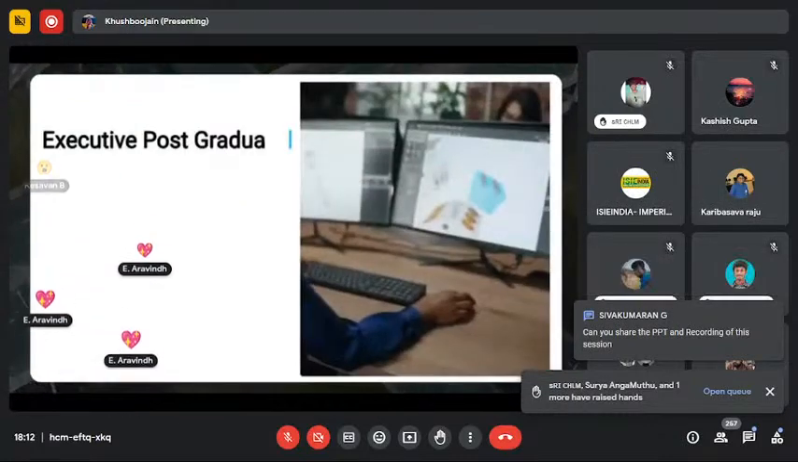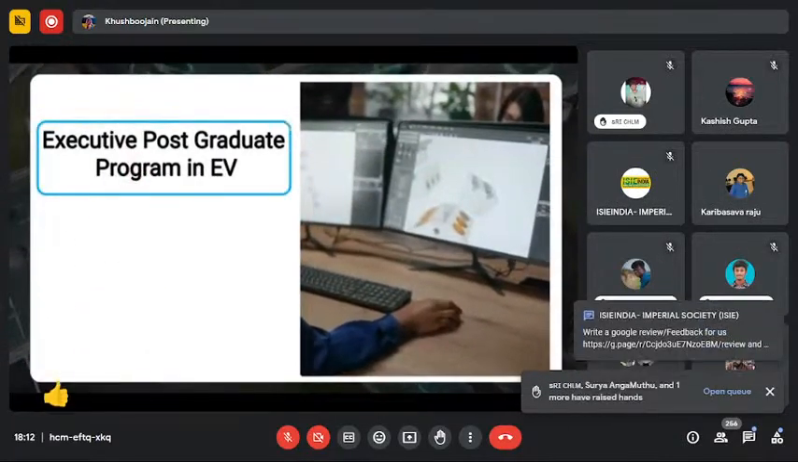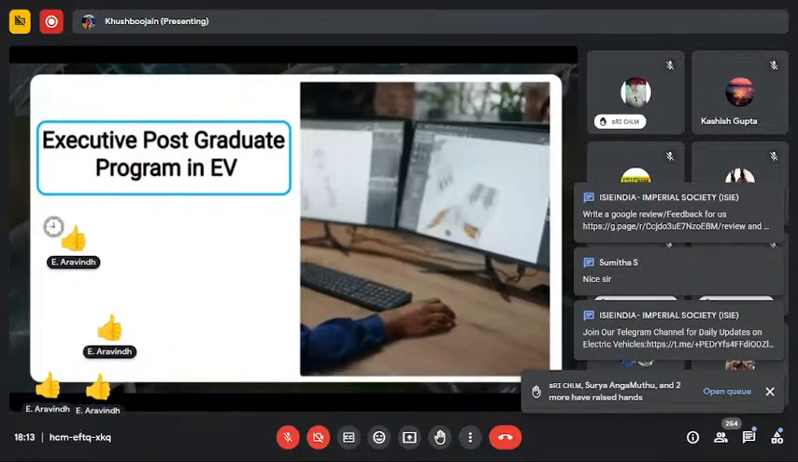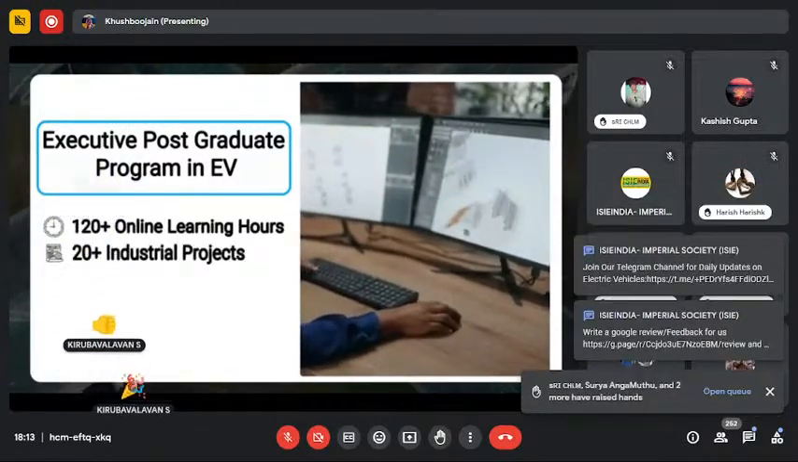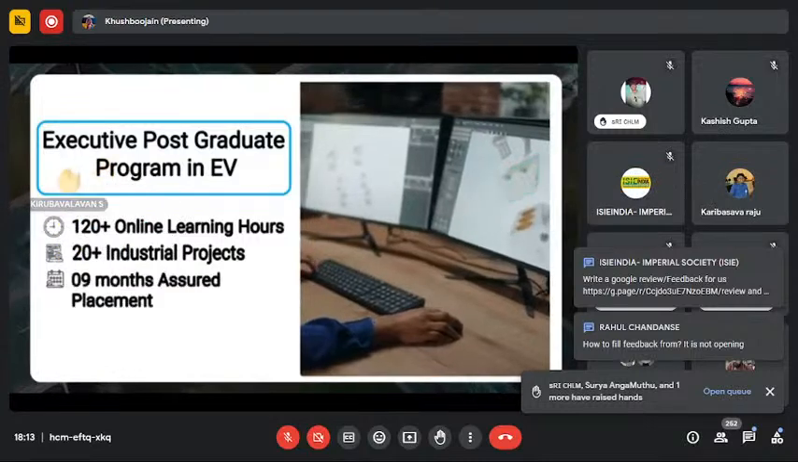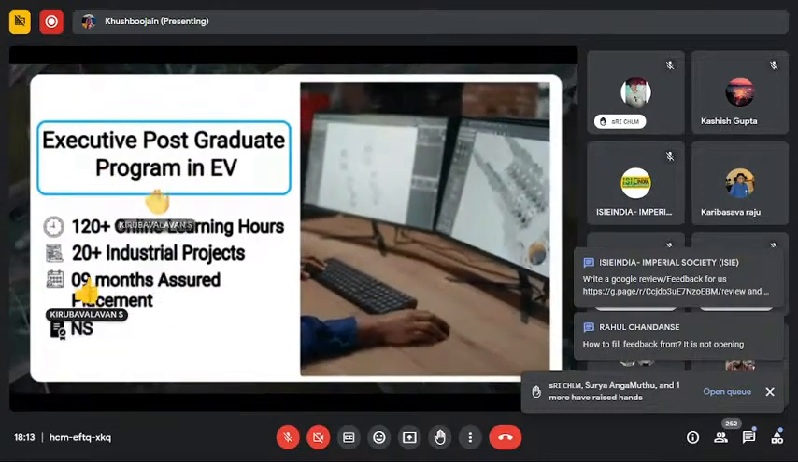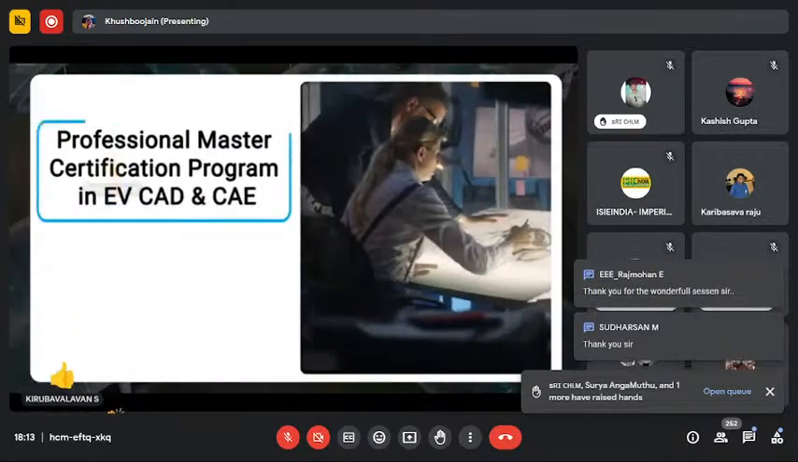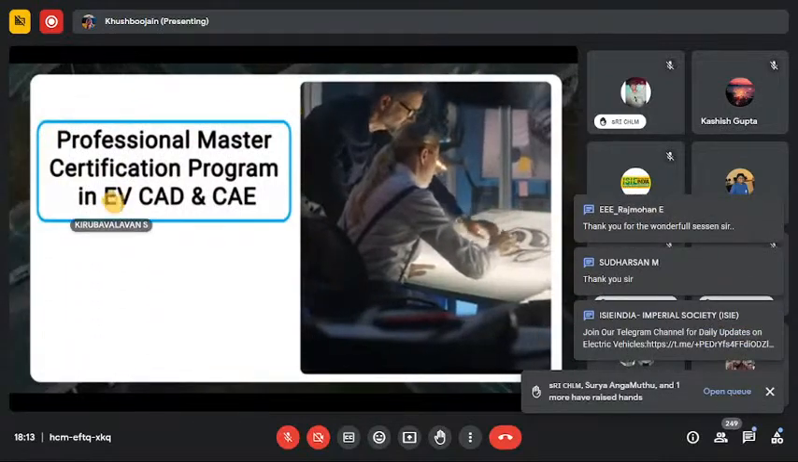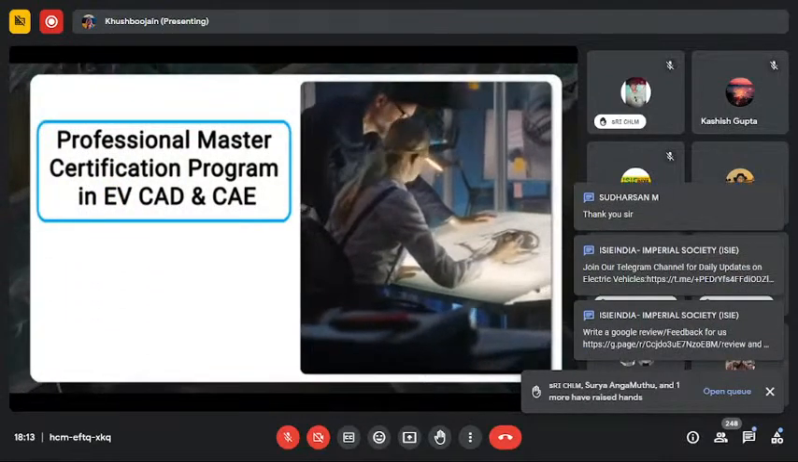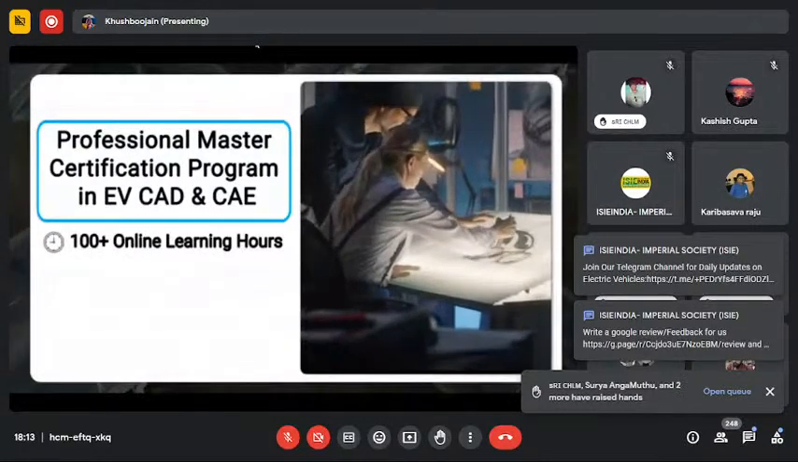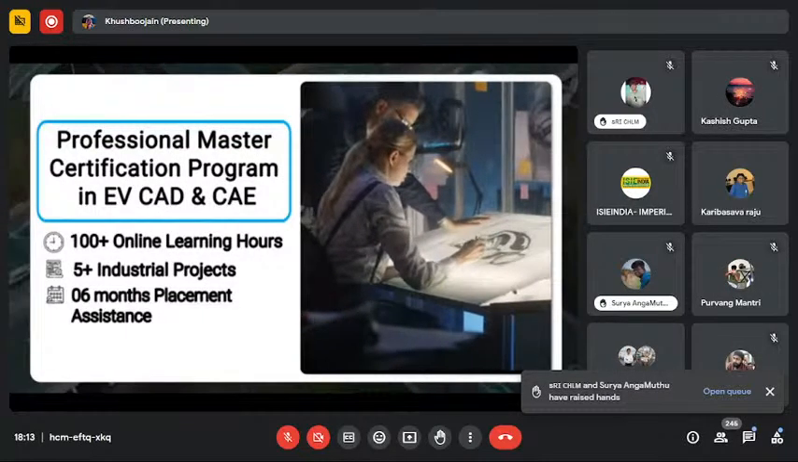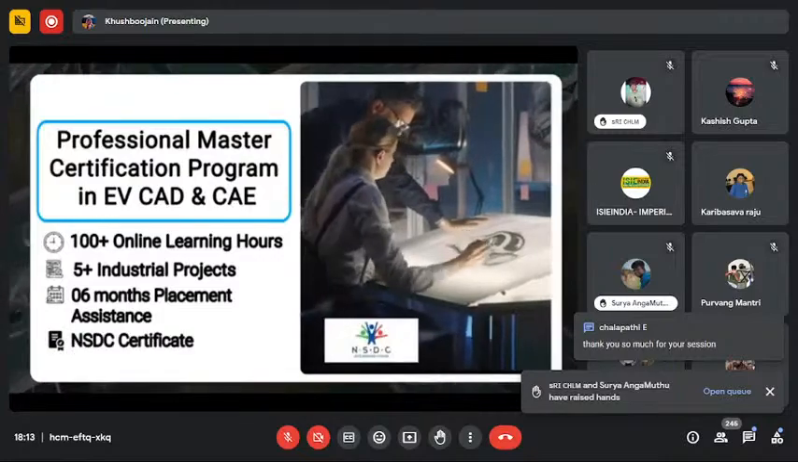Our executive postgraduate program in EV is specially designed for the working professional who want to upskill themselves or are looking for a career change in the EV industry. With 120 plus online learning hours, 20 plus hours of industrial projects. It is a 9-month assured placement course with globally valid certification from NSDC and ASDC Government of India. Our professional master certification program in EV Cadence EE is specially designed for the undergraduate students to pave their career path by providing industry relevant skills with 100 plus online learning hours, 5 plus hours of industrial projects. It is a 6-month placement assistance course with globally valid certification from NSDC Government of India.